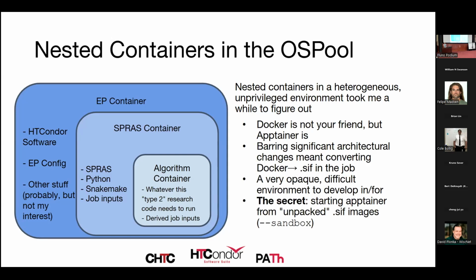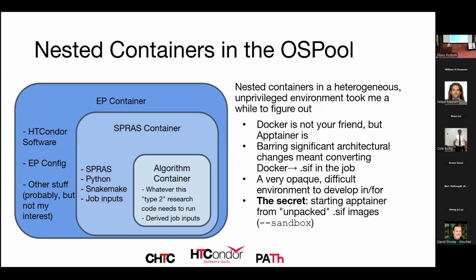My observations are that in our unprivileged computing environments, Docker is generally not your friend. So thank you, Apptainer, for being there to save the day. Another observation is that in order to keep Sprass generic and not redesign it to fit the OS Pool, these jobs need to be able to pull Docker images from Docker Hub inside the job and convert those to a SIF that can then be launched as a part of the job. So this isn't some pre-declared SIF that Condor is transferring. It's something that has to happen dynamically in the job.